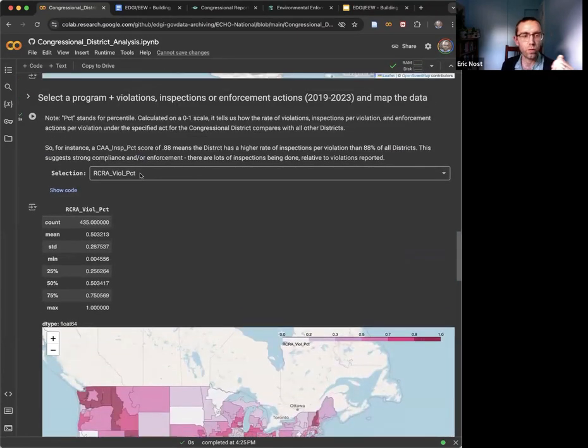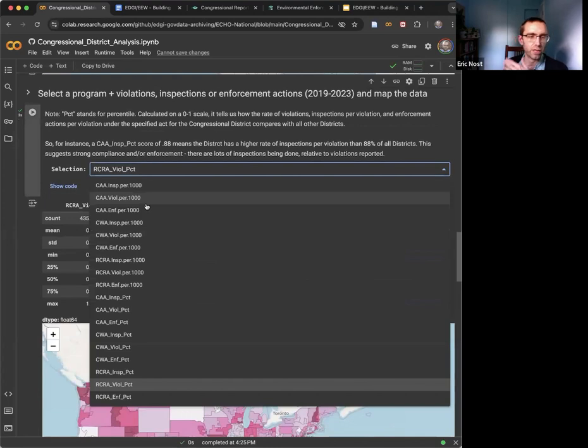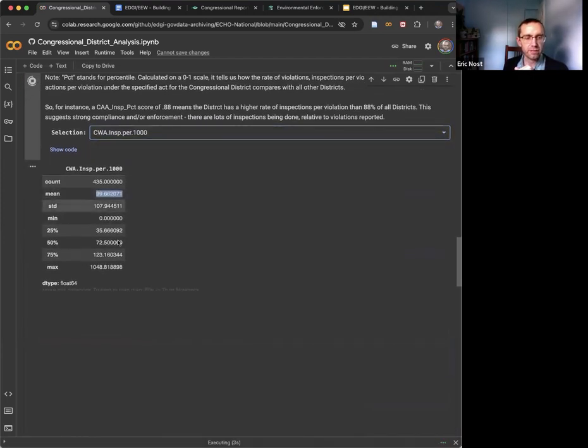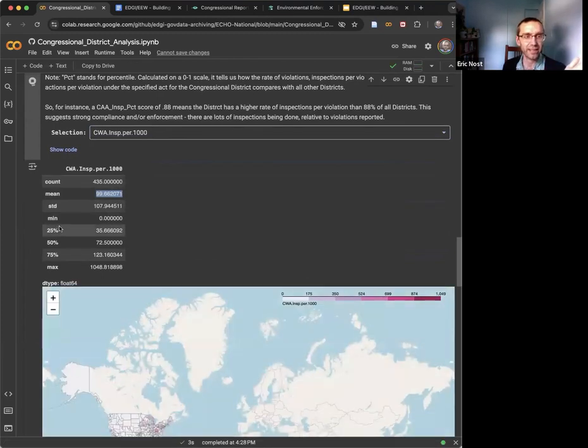So that's just one of the metrics that we're mapping out here. We also wanted to look at Clean Water Act inspections per 1,000 facilities. Well, the average for the US is about 100 out of 1,000 facilities. So basically, over 5 years, the US and state EPA agencies are only looking at 10% of all facilities in most districts.